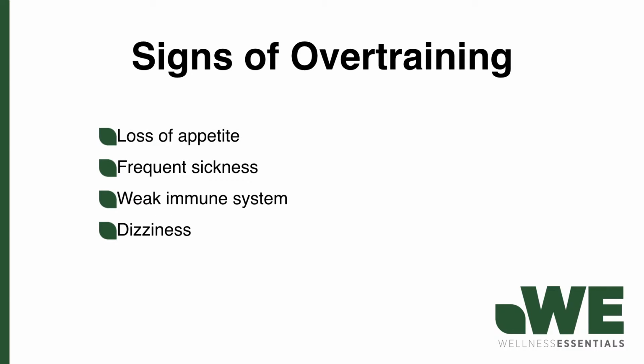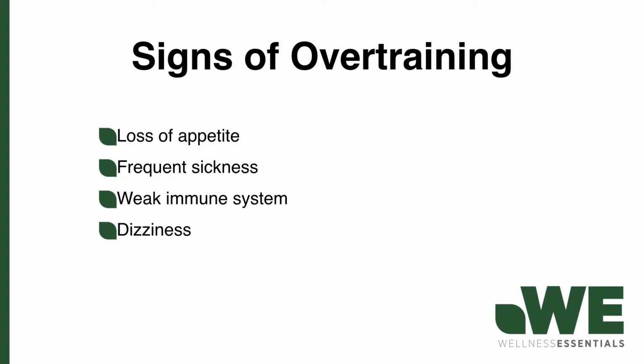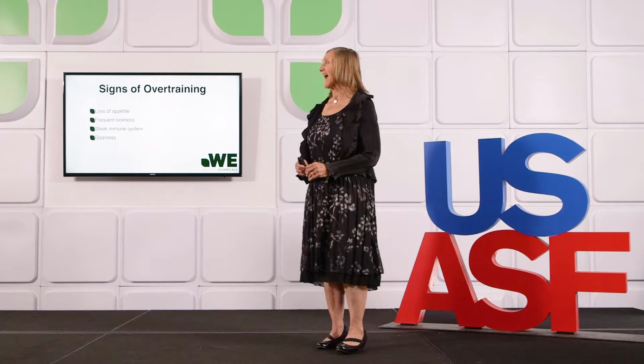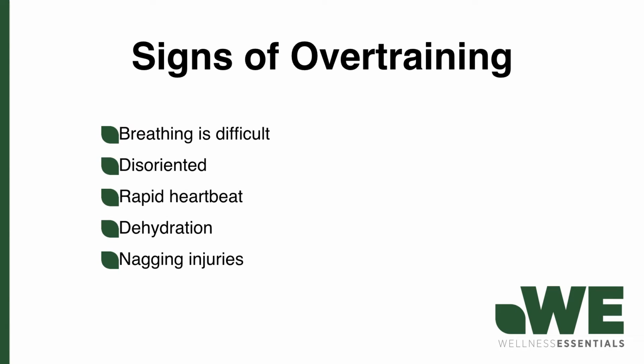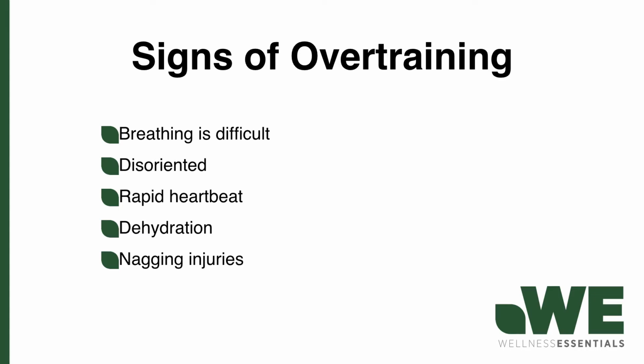Next, and these are really serious ones, if you see a loss of appetite or they start having frequent sicknesses, let's say one week they have strep throat, the next week they have a cold, the next week they have mono, this means they need to go to a physician. This next one is weak immune system. Now let me explain something to you. If you go an hour and a half of intense activity without taking in some kind of snack, you're weakening your immune system. The next ones we look at are also very serious. Dizziness, breathing difficulty, disorientation, and rapid heartbeat. Those 4 things, you need to get them to the doctor immediately. There's something going on and it's beyond your control or your ability.